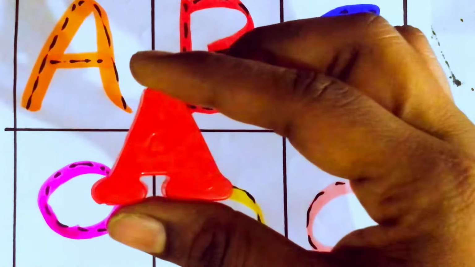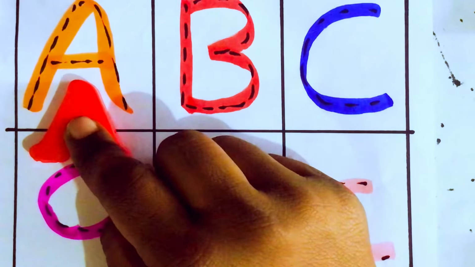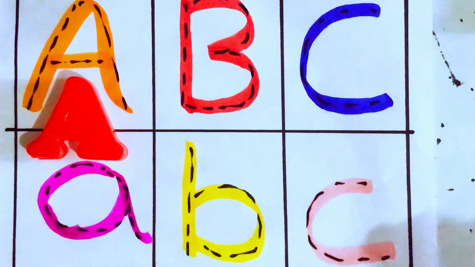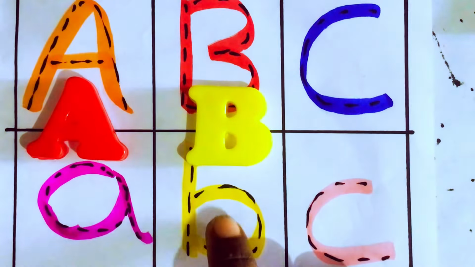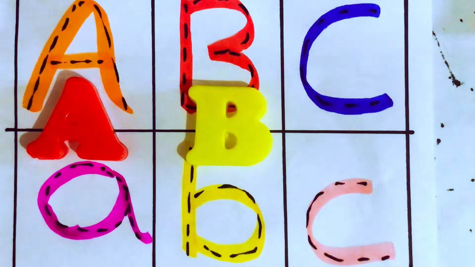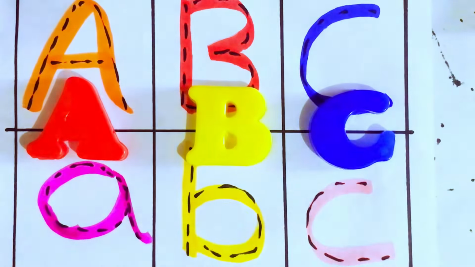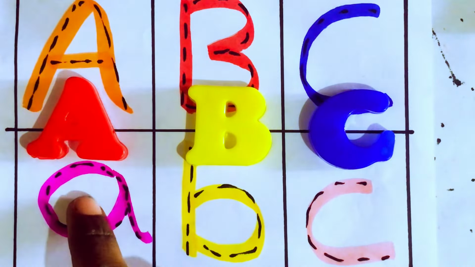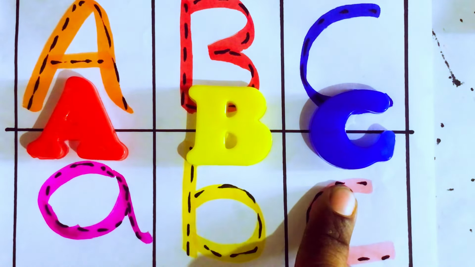First letter, A for apple, A-P-P-L-E, apple. A after B, which letter kids? B for ball, B-A-L-L, ball. B after C, which letter kids? C for cat, C-A-T, cat. Okay, A for apple, B for ball, C for cat.